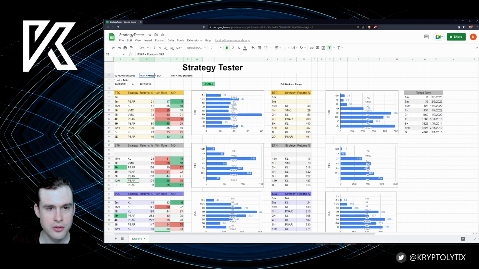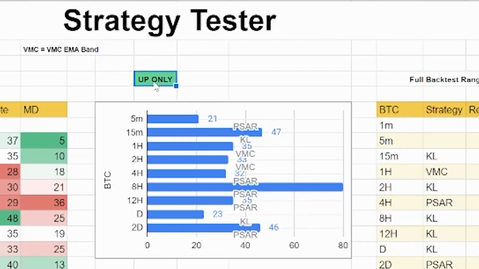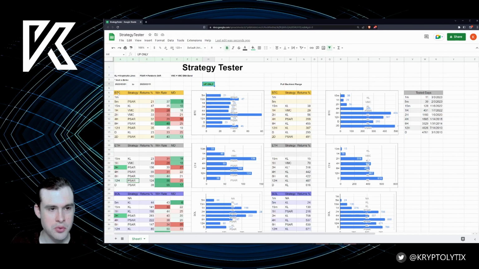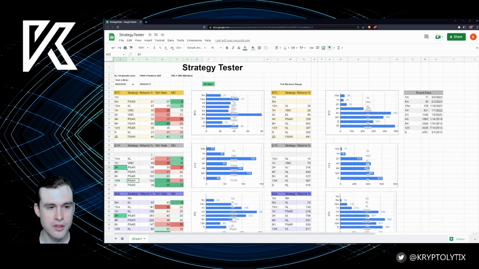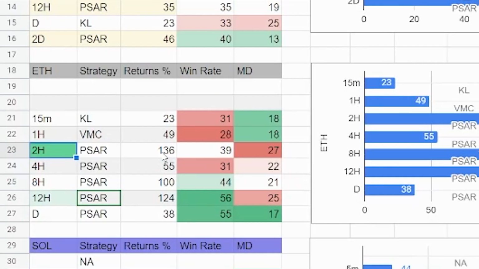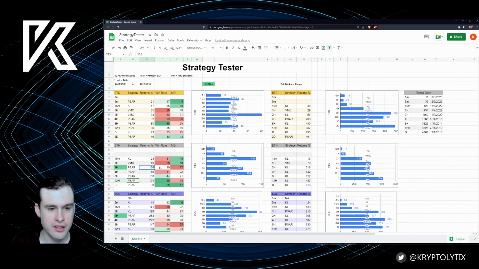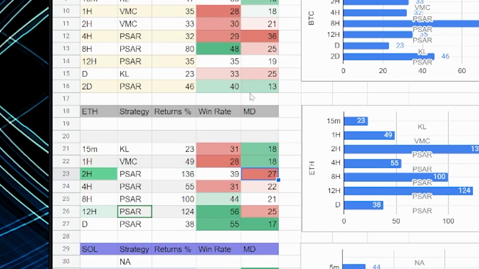Now this little box here, this green one that says up only, what I've done in each one of these cryptocurrency tables is I've highlighted one in green, which I believe is the best of all of the different strategies across all the time frames. And this is based on a number of factors. The main one is the returns, but also I factored in the win rate and the maximum drawdown. MD means max drawdown, just so you're aware.